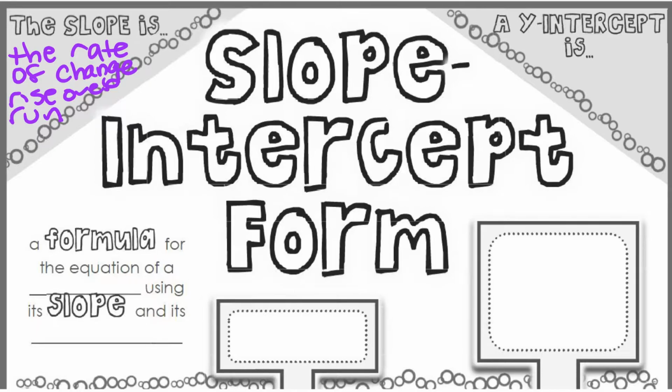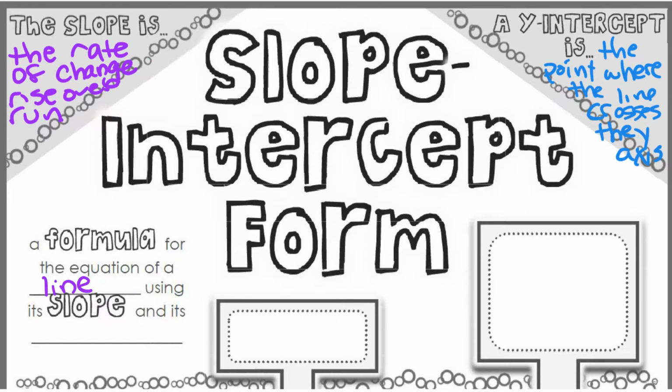The y-intercept is the point where the line crosses the y-axis. Slope-intercept form is a formula for the equation of a line using its slope and its y-intercept.